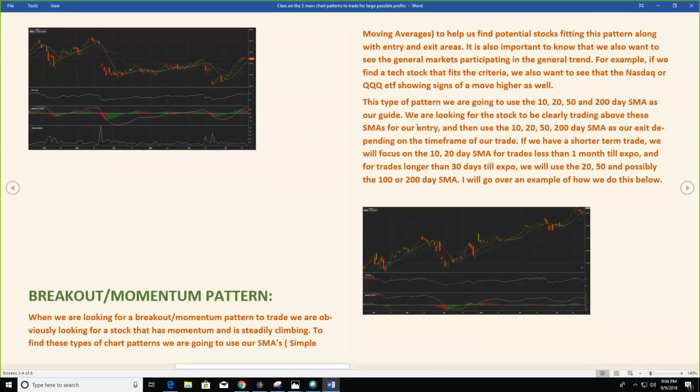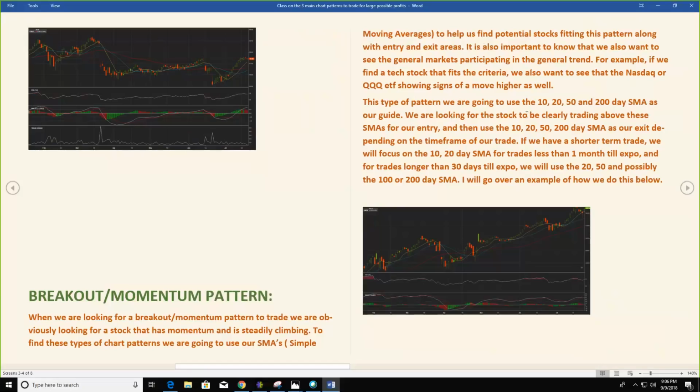For this type of pattern, we are going to use the 10, 20, 50, and 200-day SMA as our guide. We are looking for the stock to be clearly trading above these SMAs for our entry, and then we can use the 10, 20, 50, or 200-day SMA as our exit, depending on the time frame of our trade.